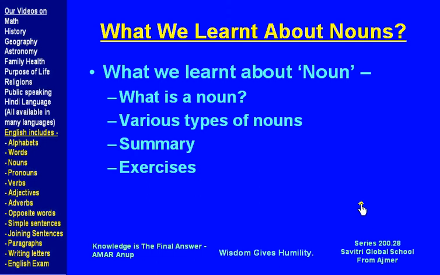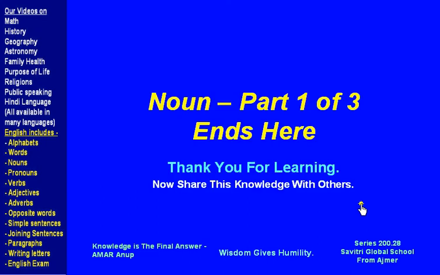So what did we learn about nouns? We learned what a noun is, we learned what the various types of nouns are, we had the summary, and then we did some exercises on nouns. Now this ends part 1 of 3 parts about nouns.